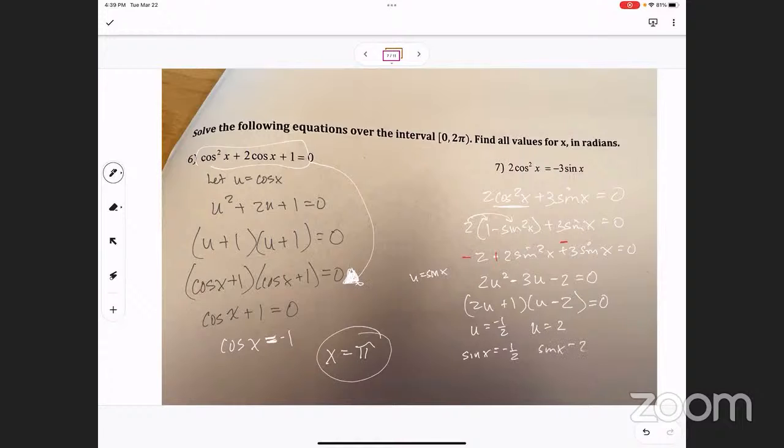Can sine x equal 2 ever? Can the opposite over the hypotenuse be bigger than 1? Can the opposite ever be bigger than the hypotenuse in a right triangle? You guys get what I'm saying? So this is called an extraneous solution, so just cross it out. But how about this one?